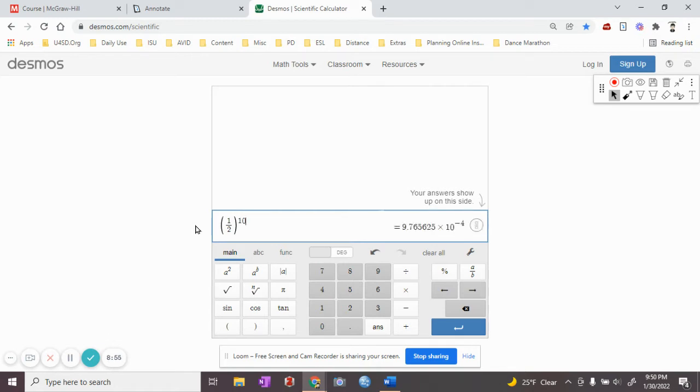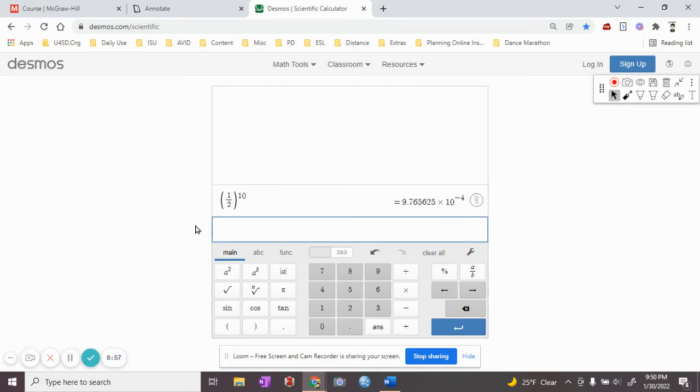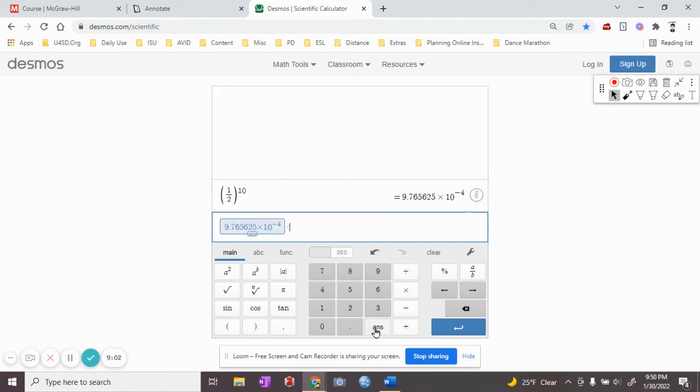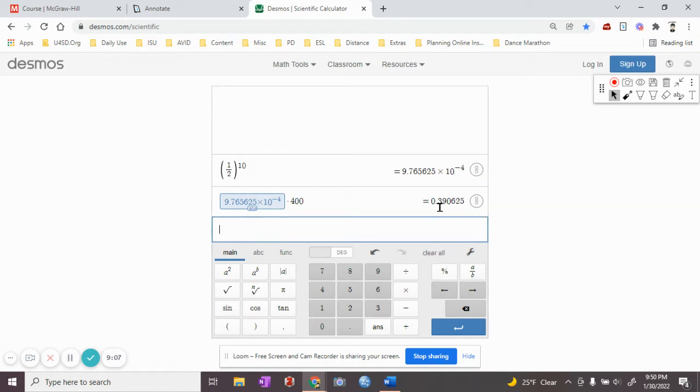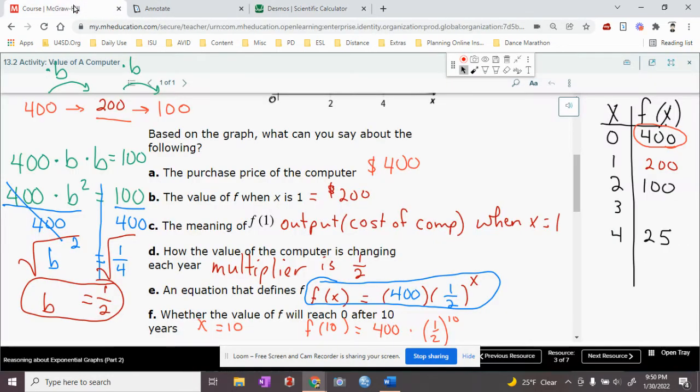The power of 10. And then do that answer times 400. And that gives me 39 cents. So let's go take a look at this. So our output here is 0.39, 39 cents. So after 10 years, that computer has a value of 39 cents.